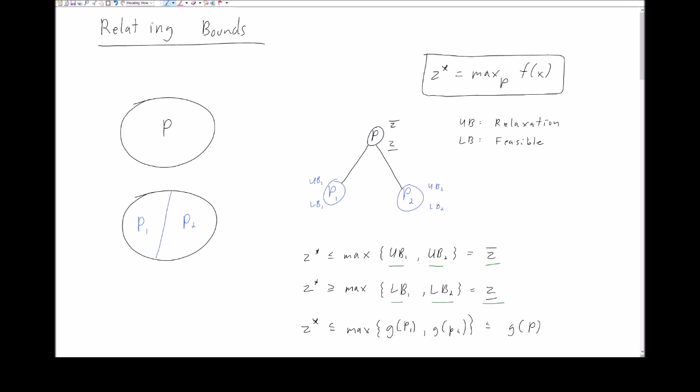And also, when thinking about upper bounds, we know that if we compute an upper bound for a larger feasible region, that we get a larger value than the upper bound in each of the smaller regions. We're going to combine these facts and consider how we can update bounds a little bit more precisely.